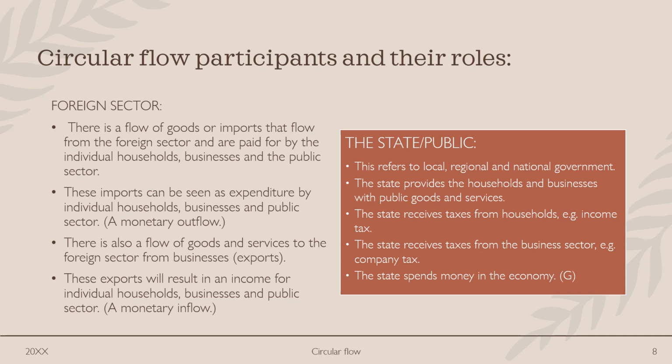So the state provides the households and businesses with public goods and services. The state receives taxes from households, something like income tax or VAT that goes to the government, and the government uses that income to produce goods and services. You can read all of that for yourself. If you feel there are some things that are not clear to you, just pause the video and read it on your own.